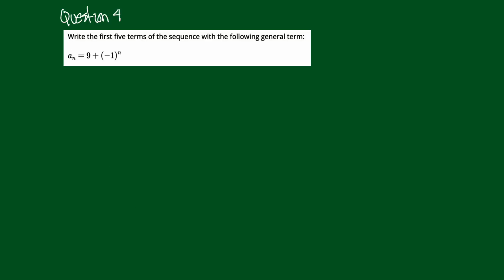Question 4, let's write the first 5 terms of this sequence with this general term. So the general term is this one right here, a_n equals 9 plus negative 1 to the n. So we'll do it as we did the others. When n is equal to 1, now I'll expand a little bit more than I did before. a1, the first term, is 9 plus negative 1 to the 1. Negative 1 to the 1 is just negative 1. So 9 plus negative 1 is an 8.